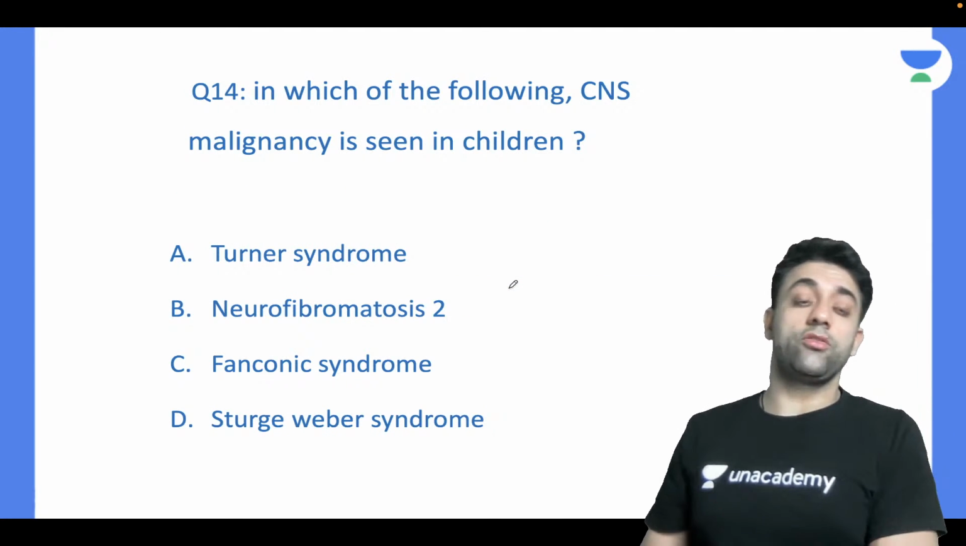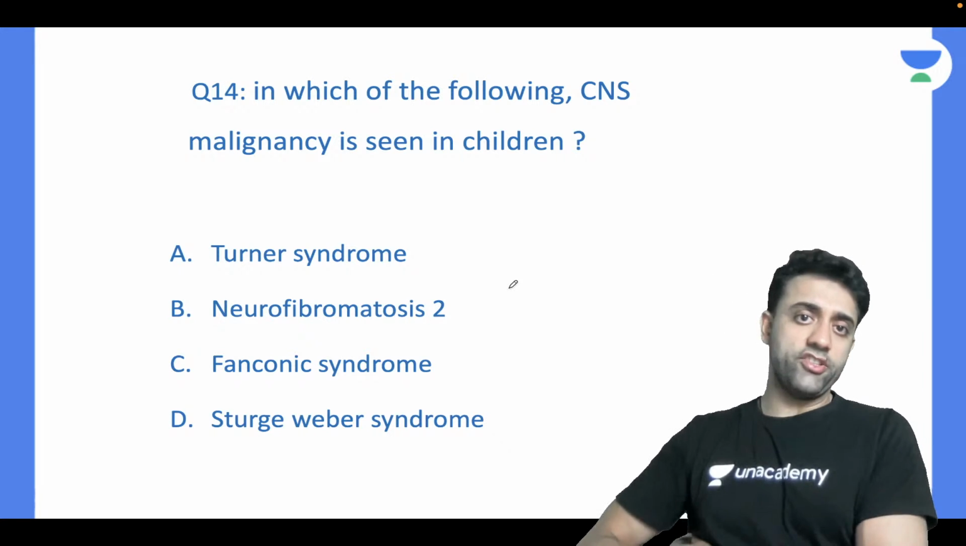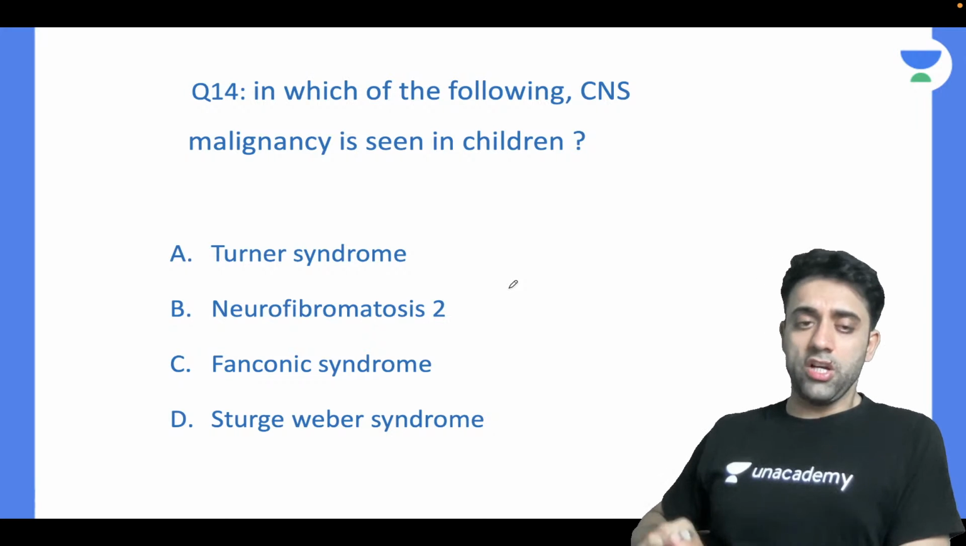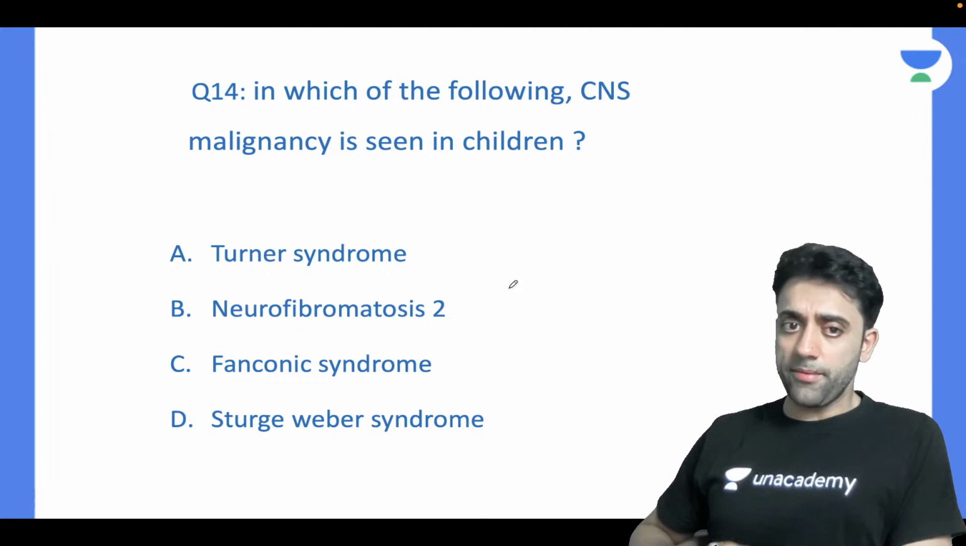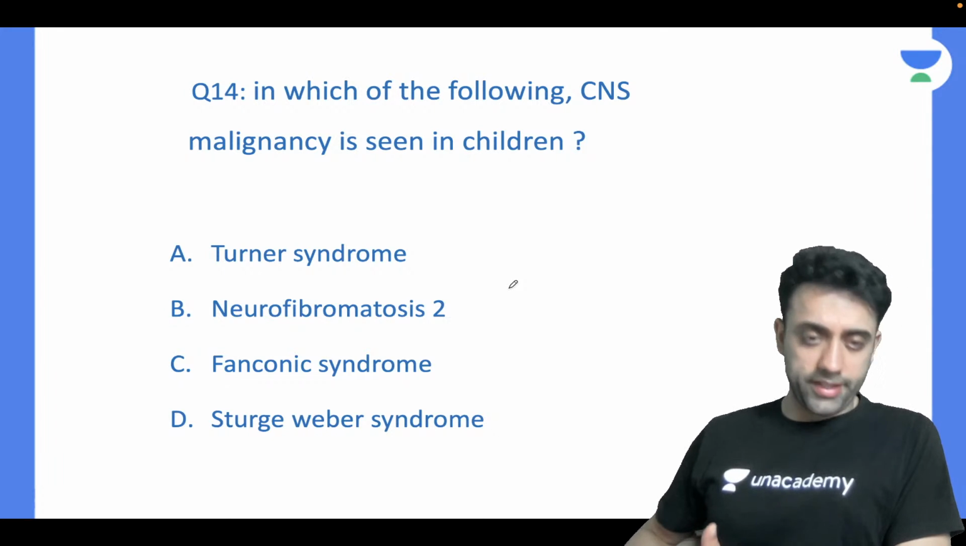Next question. Yeah, good question. In which of the following CNS malignancy is seen in children? Options are Turner syndrome, neurofibromatosis, Fanconi syndrome, or Sturge-Weber syndrome. Anyone? Julie, what do you think?